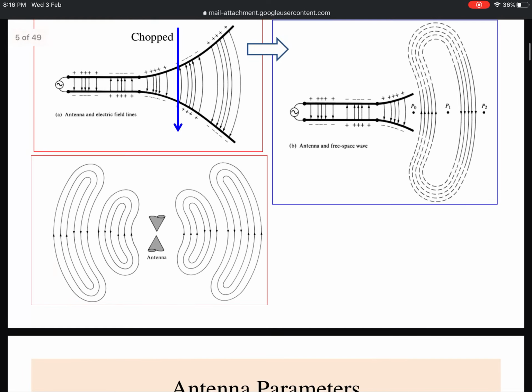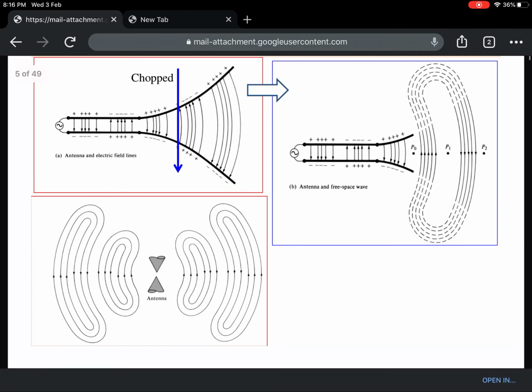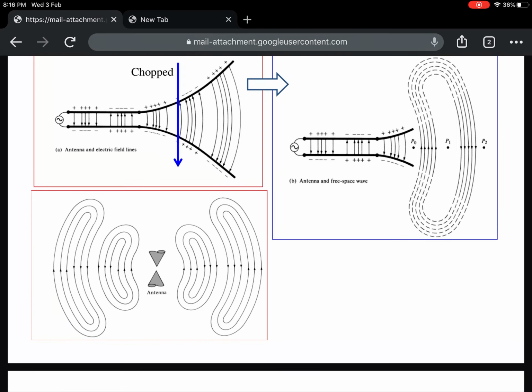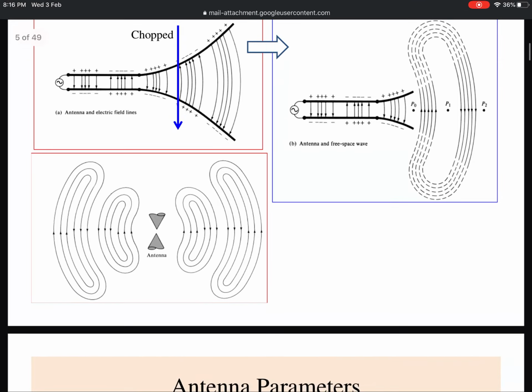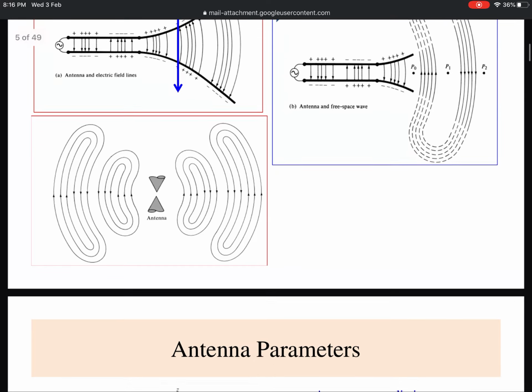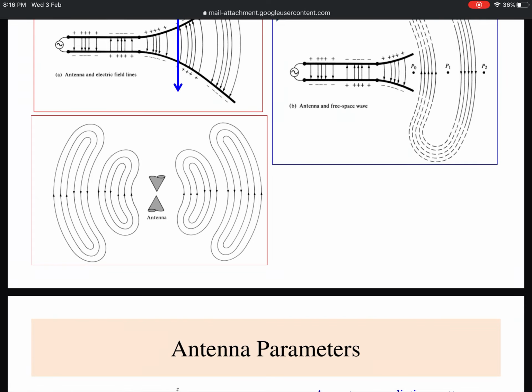Now this phenomenon is better visualized on the right side. I have shown it in an array. So you can see once the wave is launched, it forms a spherical waveform, which is shown as a donut, a kind of circular waveform. The same thing can be visualized for a biconical dipole antenna, which you have seen, with the triangular two arms.